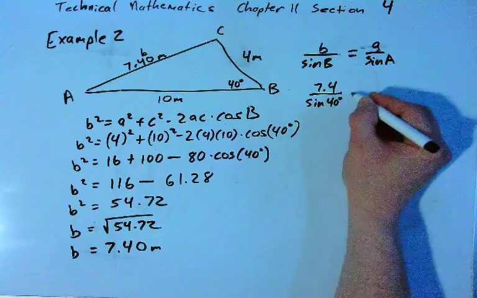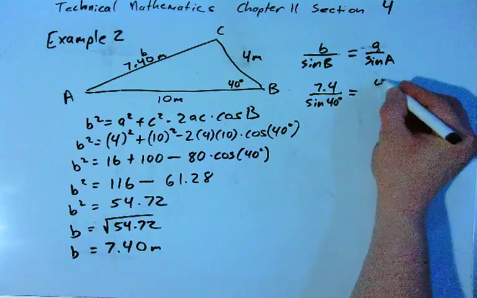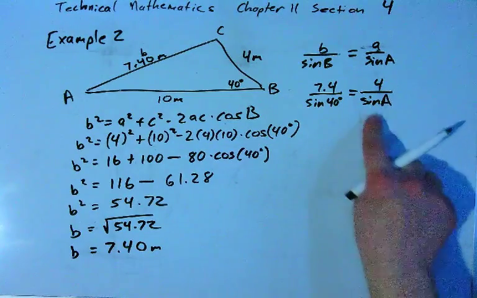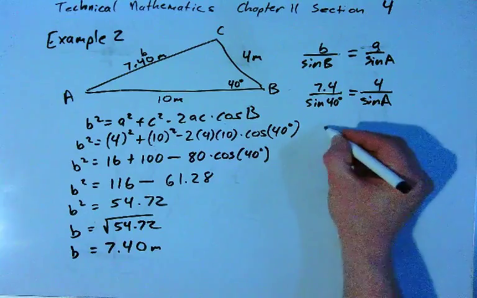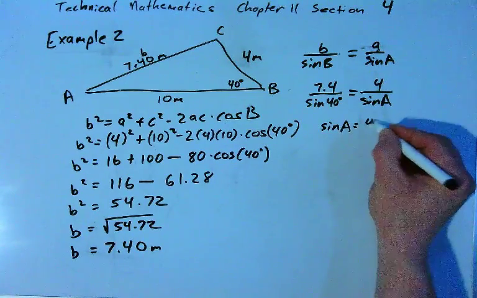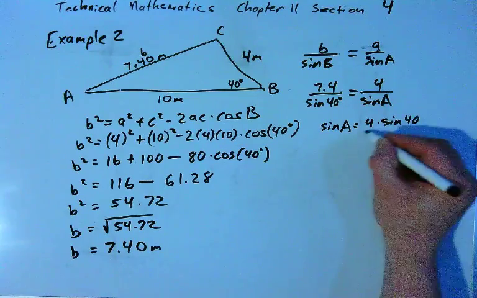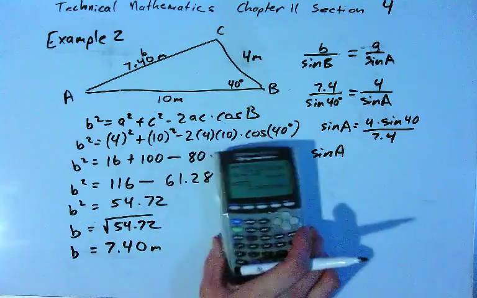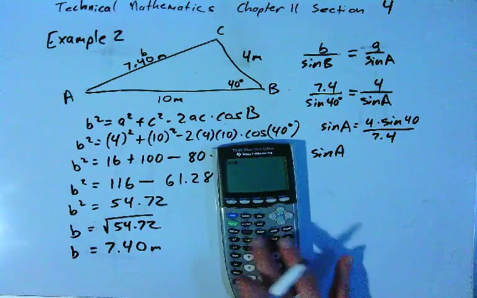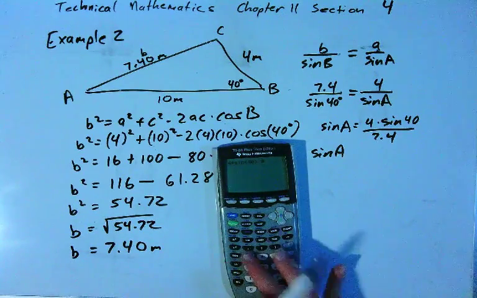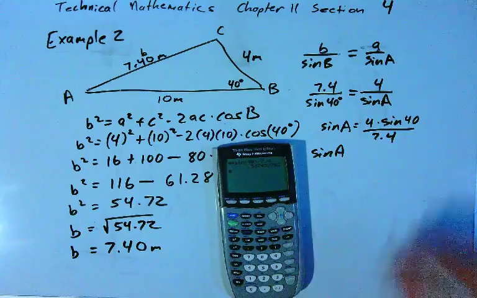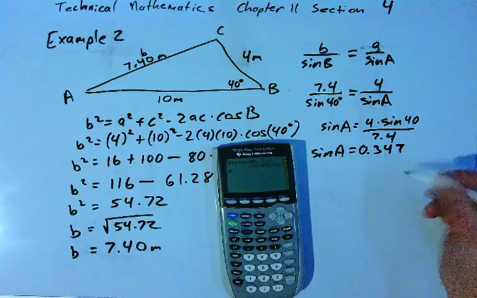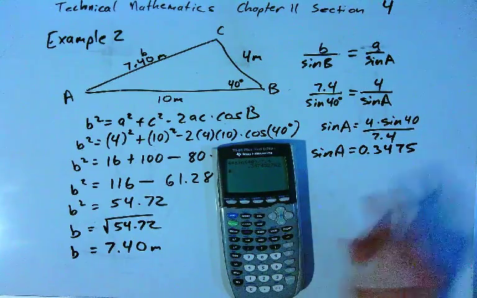Angle B is 40 degrees. And this will be equal to A, which is 4 meters, divided by the sine of A, which is the angle that I'm looking for. And so we will cross multiply and divide. We will get sine of A is equal to 4 times the sine of 40 divided by 7.4. Okay, and so we'll work this out on the calculator. We have 4 times the sine of 40, close parentheses, divided by 7.4, and we get 0.3475.